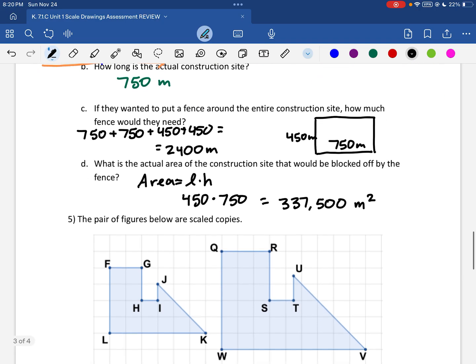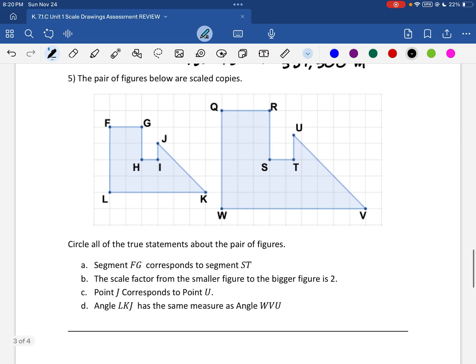Let's move on to the next problem, problem number 5. The pair of figures below are scaled copies. Now again, remember, if it tells me that they're scaled copies, all I have to do is remember the characteristics. I don't have to find information to see if they are. I just need to know that they are scaled copies and remember certain characteristics. We need to circle all of the true statements. So I'm going to read each statement and decide if it's a true statement or not.